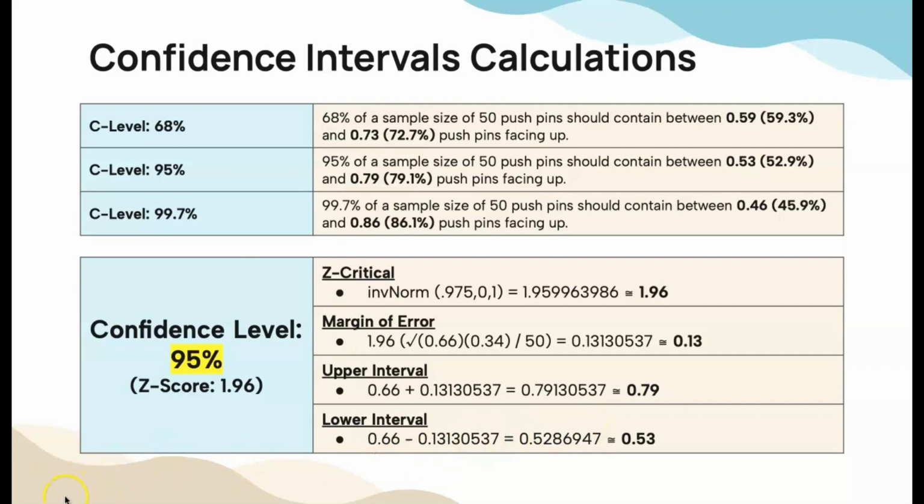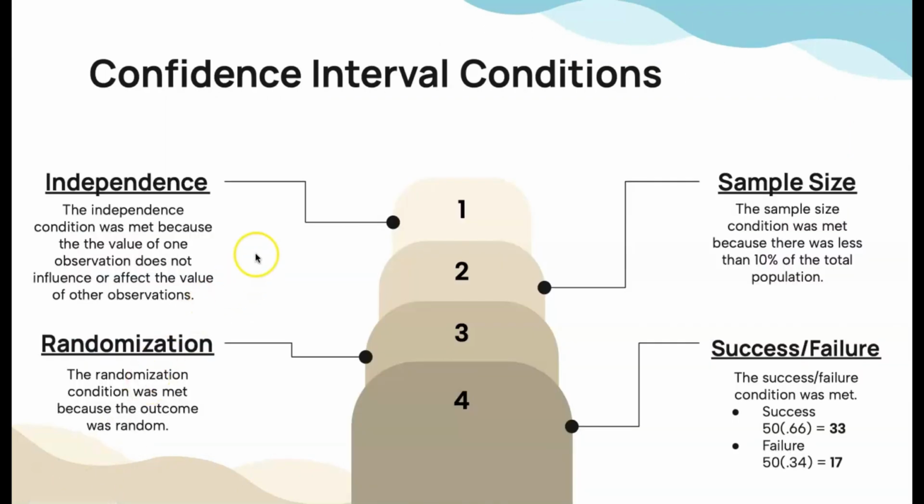So, moving on to our next slide, our confidence interval conditions. The first condition that we looked at was the independence condition, and we were able to meet that because the value of one observation doesn't affect any of the others. And with the sample size, we were able to meet it because there was less than 10% of the total population of push pins, and the randomization condition was met because the outcome was random, there was no bias involved in tossing push pins.